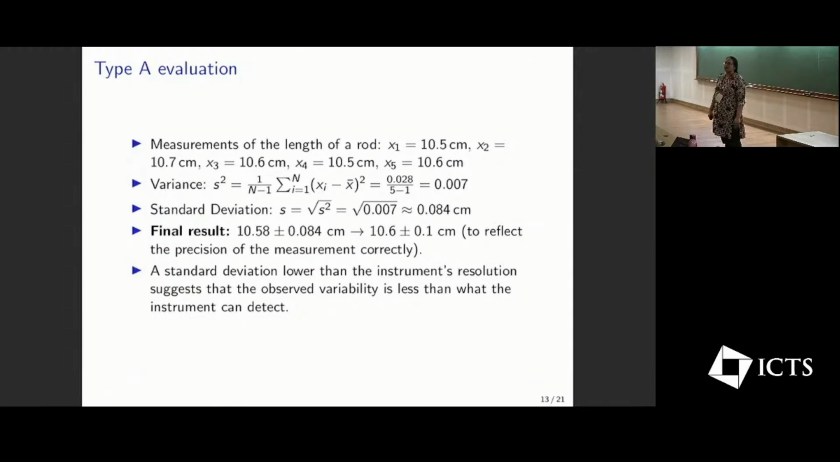Okay, so I would say that there is nothing wrong in leaving it at 0.08, but the textbook I was following rounded it off to 0.1. I think it's fine to leave it as 0.08 centimeter. Yeah.